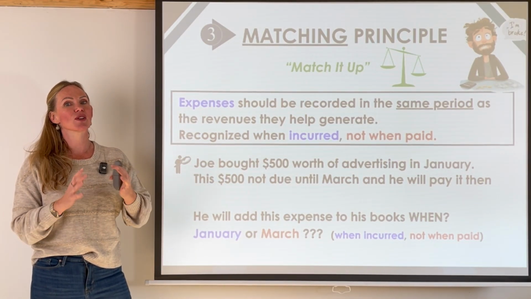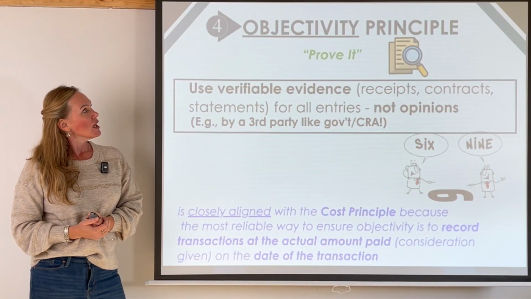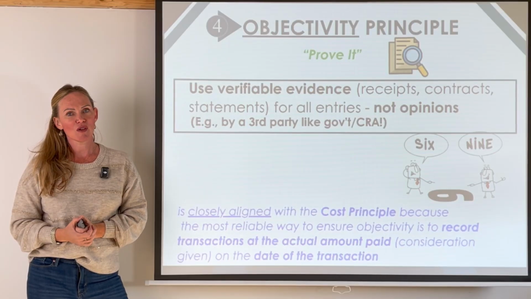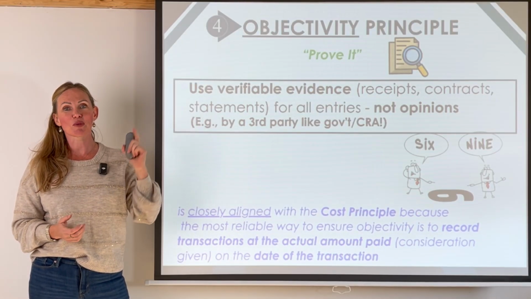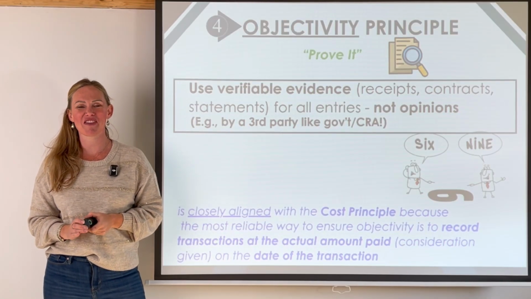Okay, we're trying to match it up, and that's what they call the matching principle. Then we have the objectivity principle. Basically, I said, prove it. Prove to me that you spent that money. Prove to me that it was something.